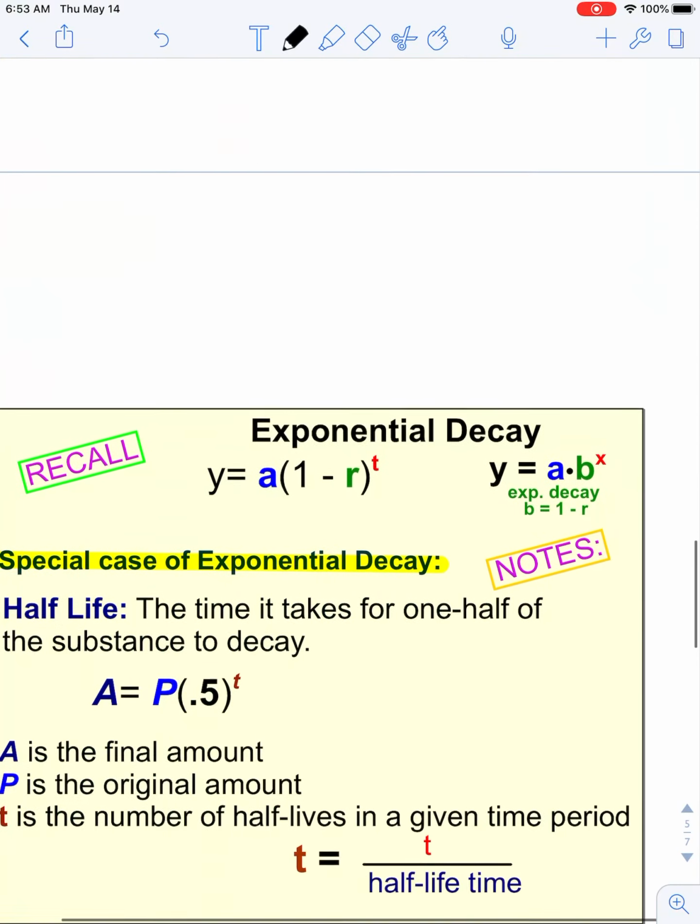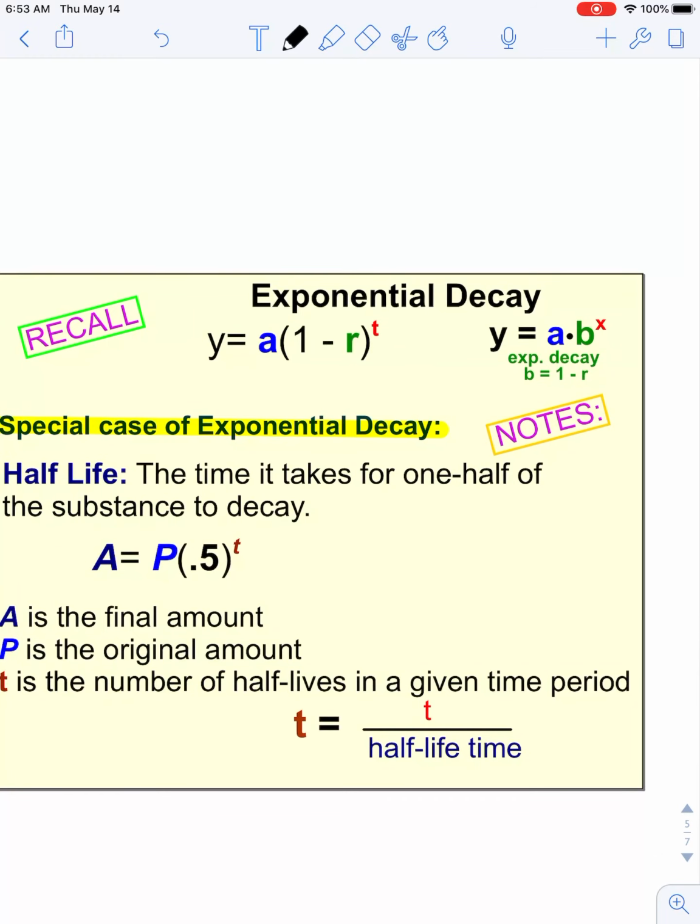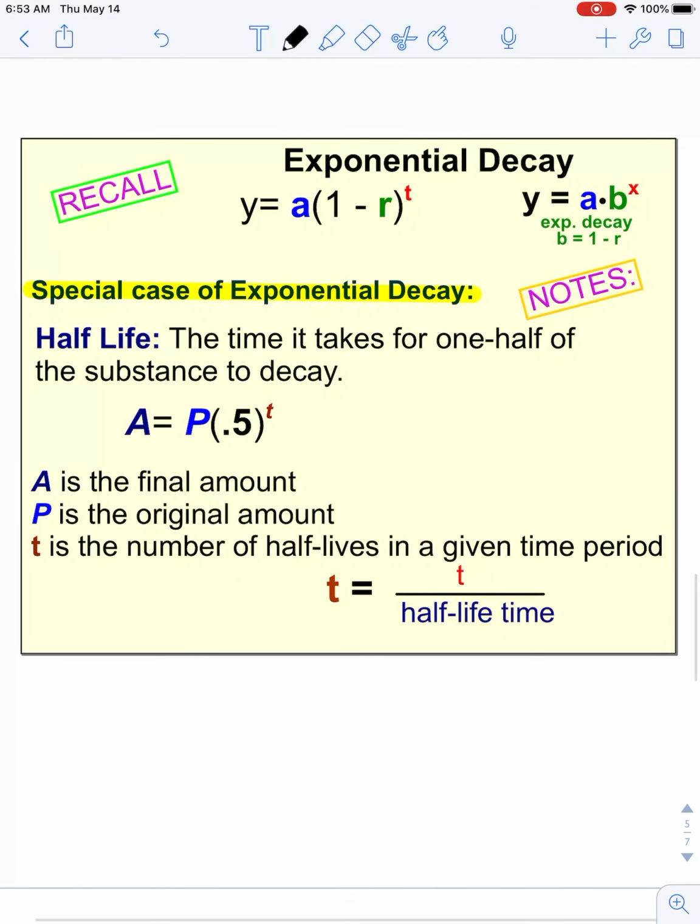All right, now we're going to look at exponential decay. We have another special case of exponential decay called half-life. Half-life is the time it takes for 1/2 of the substance to decay. So if you started with like 100 grams of something and it was cut in half, it'd be at 50. And if it was cut in half again, it'd be at 25, etc. So that's what we're talking about with half-life. It's going to decay and cut in half, okay?